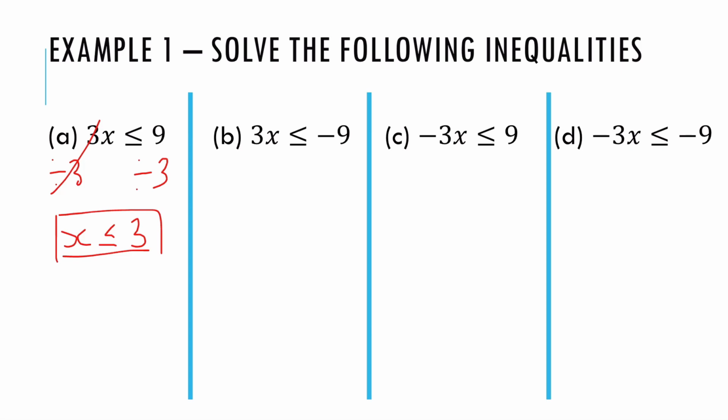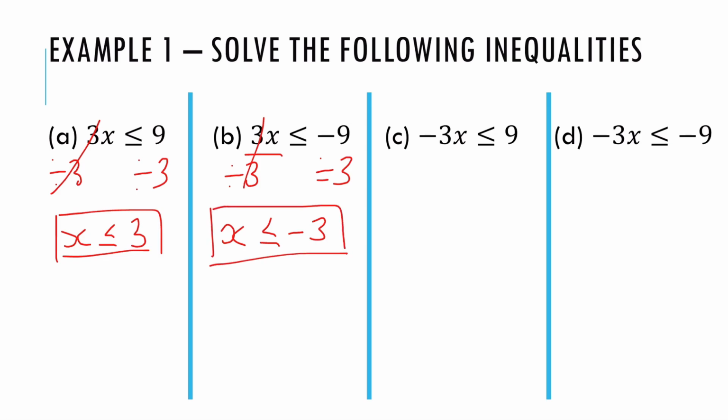In part B, although the 9 is negative, we're not going to have to divide by the 9. It's the 3 that is multiplying the x, so again we are dividing by a positive number, leaving us with x is less than or equal to. Negative divided by a positive is a negative. 9 divided by 3 is 3. So our answer is negative 3, but nothing has had to happen to the sign because the number we divided by was positive, the same as in part A.